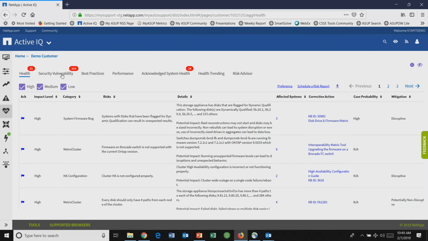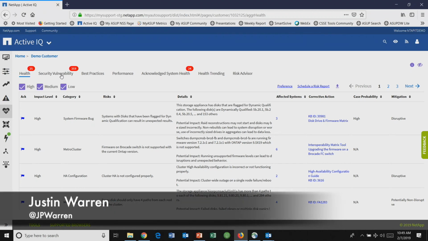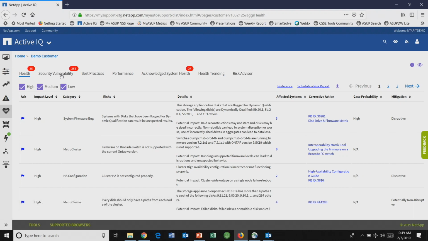Just a question related to the impact and probability. These are risk levels, so the likelihood and impact. What are the categories that are available? Is it just low, medium, and high? Is there critical? Yeah, so we have currently three impact levels defined. Those are high, medium, and low. And those are really based on disruption potential for that particular risk.